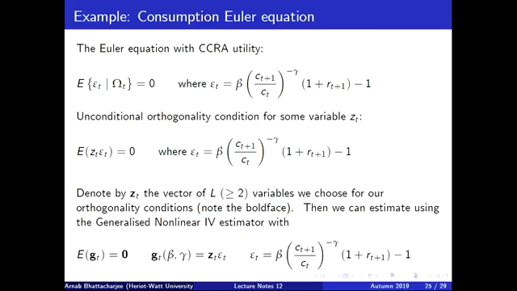Okay. Zt is a vector of L chosen orthogonality conditions, L greater than or equal to 2, because there are 2 parameters we are estimating, right? So without at least 2 moment conditions, we will not get identification here. So we need at least 2. And then we can estimate this by generalized nonlinear IV in the form that we have discussed earlier, right? So it's a straightforward application.